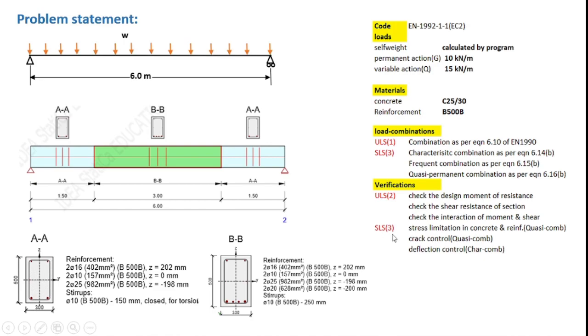Now coming to the serviceability limit state, we have 3 verifications to be performed. One is a stress limitation verification in the concrete and reinforcement, which will be based on the combinations given above, and then we have the crack control checks as well as the deflection control checks based on the quasi-permanent combinations. So let us go directly to the Idea Statica beam program.